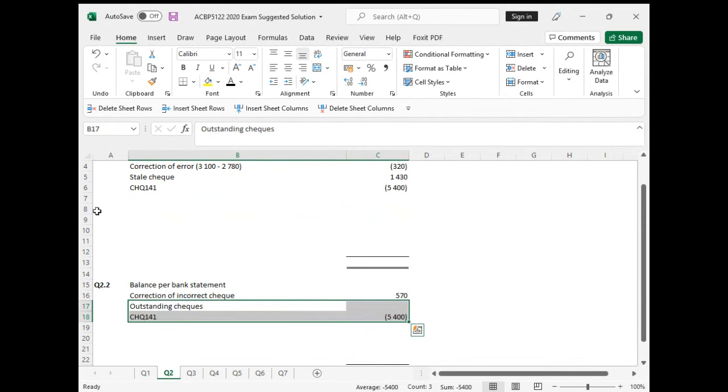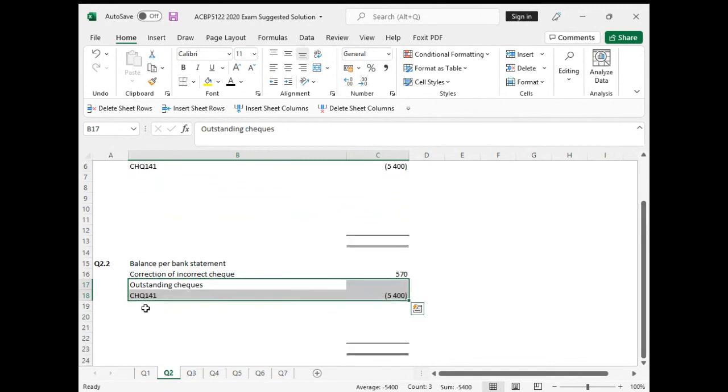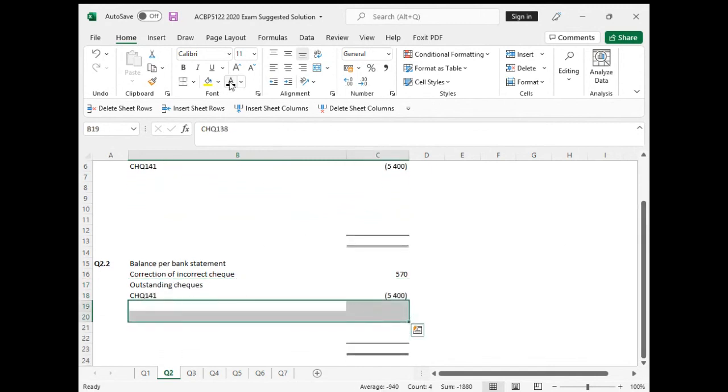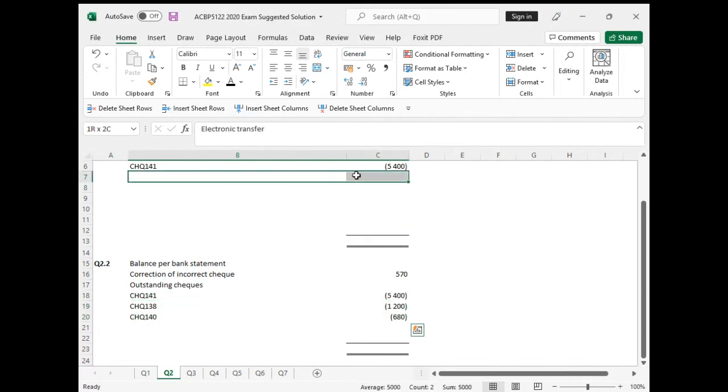Then the following checks appear on the cash book payments but not on the bank statement. So those are two checks which are also outstanding. You also show them on your bank reconciliation for the 1,200 and the 680. Then the electronic bank transfer into our account from our debtor would affect our bank account balance in a positive manner. So you say the electronic transfer, and you can put in here the price for 5,000 Rand.